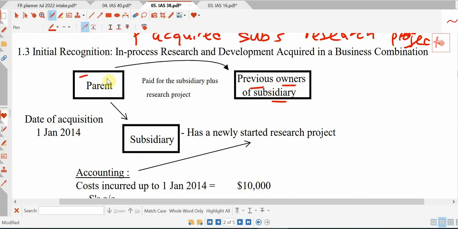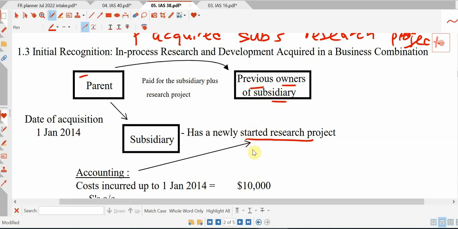Because we have a conflict of interest. So we discuss. We ask these old owners, why do you want to sell the subsidiary for such a high price? The old owner says, the subsidiary has started a research project and this one is going to be very successful next time. But we have no reason to believe, isn't it? Everything is by your word.